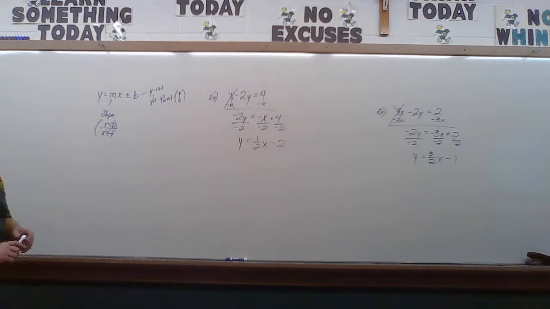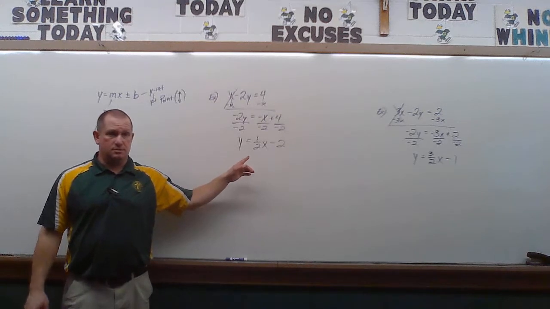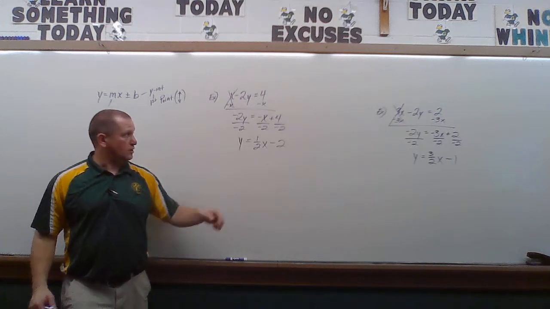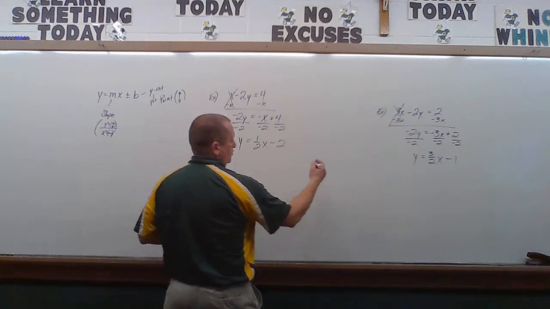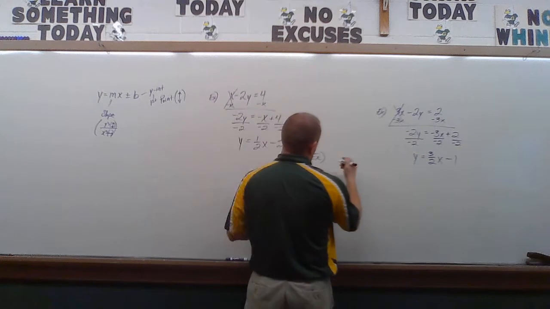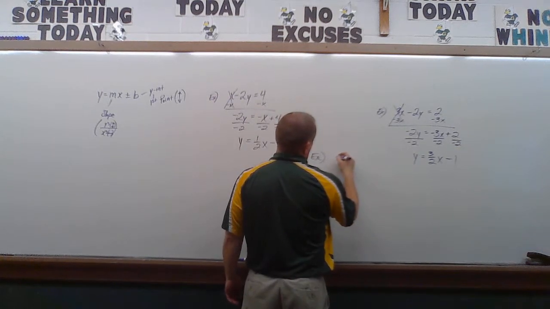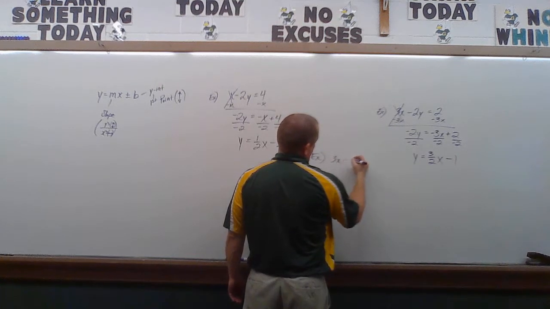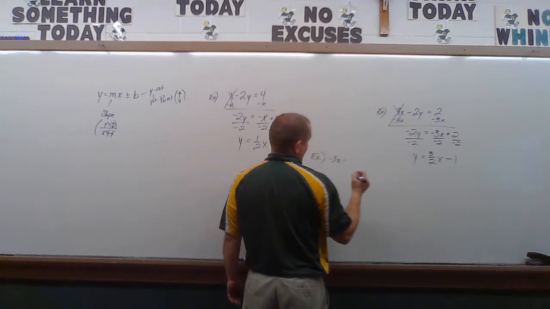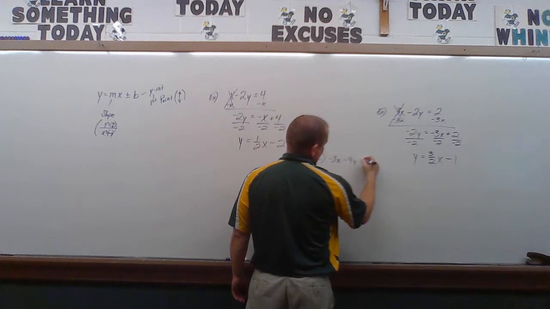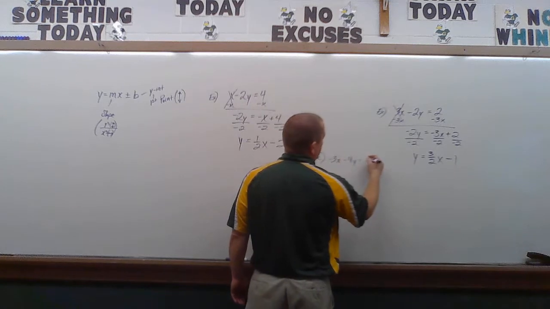Okay? All right, everybody good here? Yes. Do we want to do any more of those? One more. All right, let's do one more. Let's go negative 3x minus 4y equals 5.